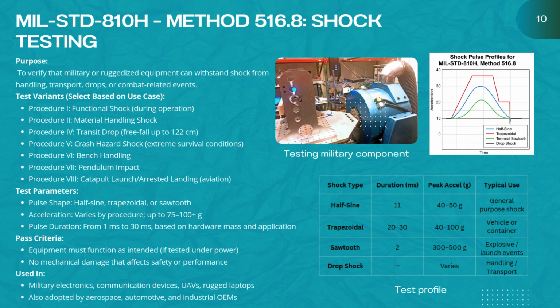Finally, the table summarizes the typical shock types used, like half-sine, 11 milliseconds, 40 to 50 grams, for general-purpose testing; trapezoidal, 20 to 30 milliseconds, up to 100 grams, for vehicles or containers; sawtooth, 2 milliseconds, up to 500 grams, for explosive or launch-related tests; drop shock varies depending on drop conditions. This makes MIL Standard 810H one of the most versatile and demanding shock standards used globally.